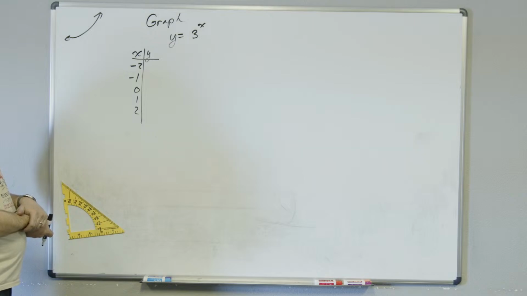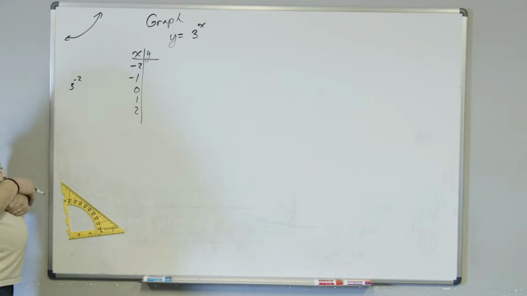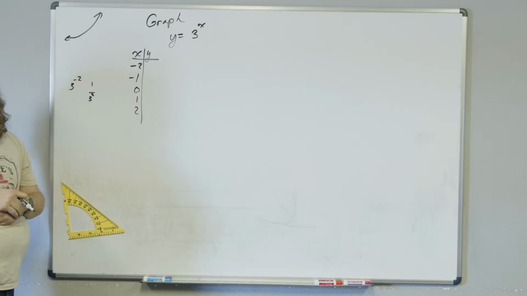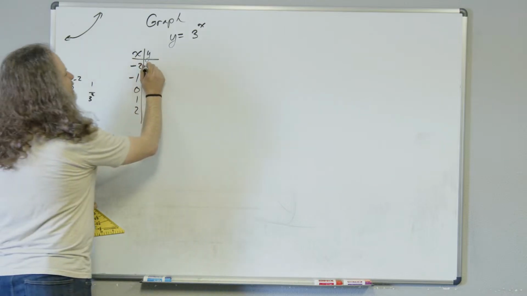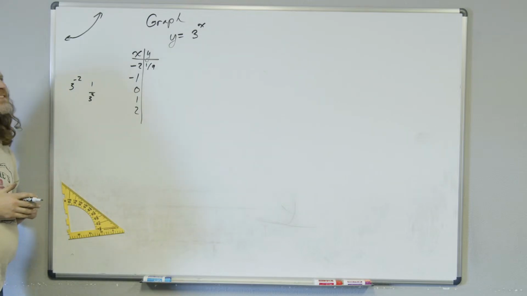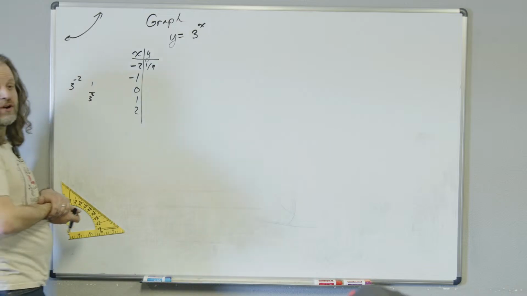What's 3 to the negative 2? Put your calculator away. You can do it without one. What does the negative in the exponent do? Change levels. So this is 1 over 3 squared, which is what? 1/9. I'm not saying you can't use your calculator on these. I'm just saying you don't necessarily need to. What is 3 to the negative 1? 1/3, right?